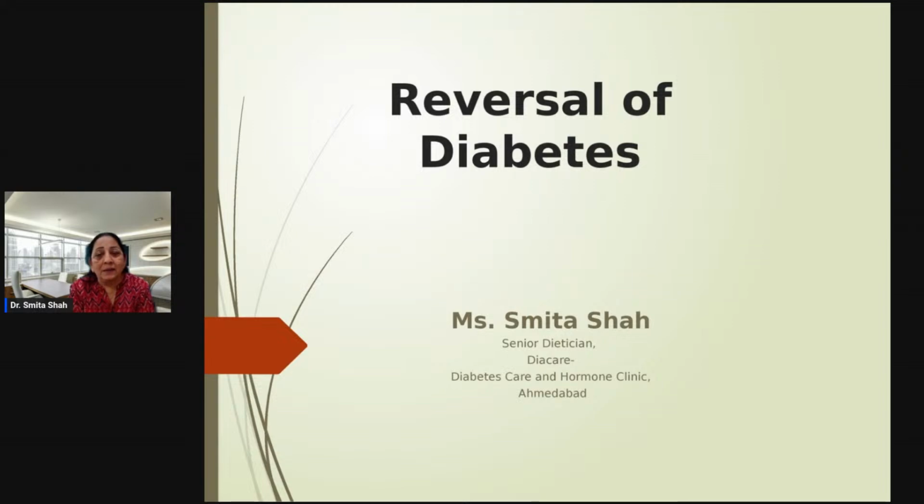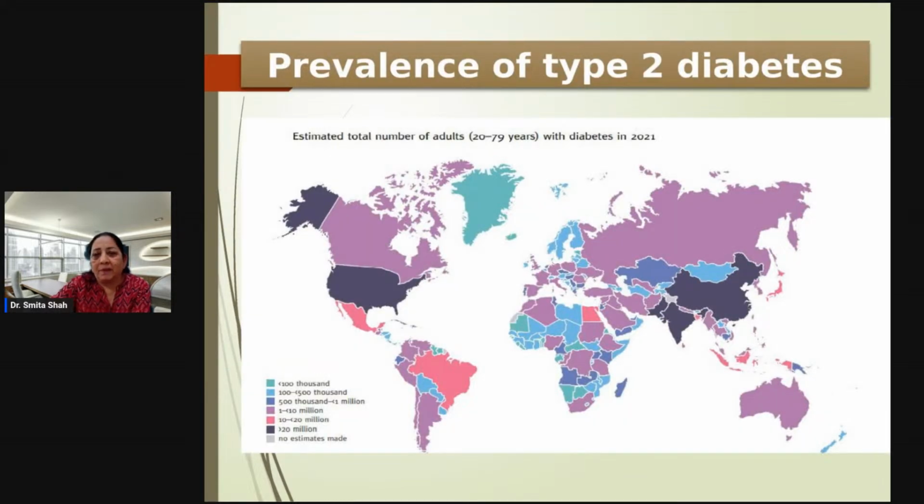Nowadays, the concept of the reversal of diabetes has become very popular, from about 6 to 7 years back. What is the reason behind that? Because now you can see the number of patients with diabetes is increasing in India and also in the world. You can see the prevalence of type 2 diabetes in the Atlas of 2021: the global prevalence is just over half a billion people living with diabetes.